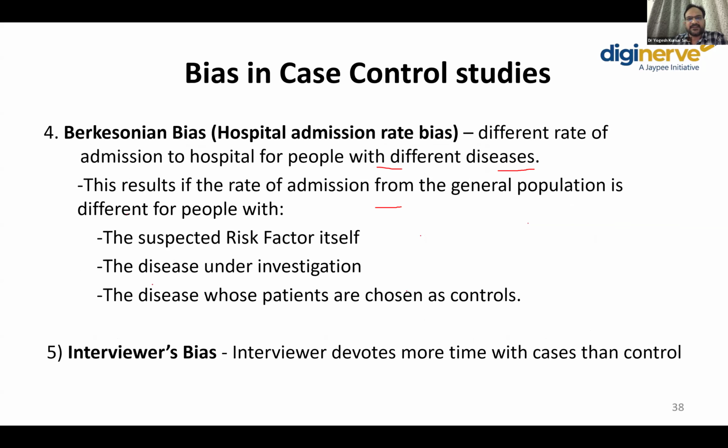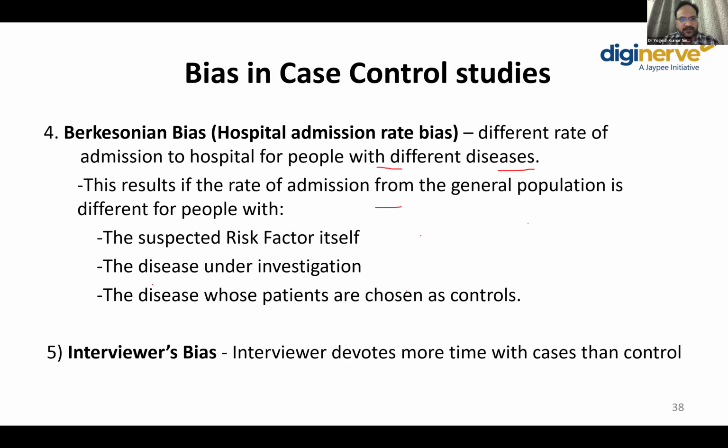Then Berksonian bias. Berksonian bias is important. Many times it has been asked in the exam. It means a different rate of admission to hospital for people with different diseases. It is not possible that every day the same patients of the same disease, with the same frequency, are coming to the hospital. It is called the Berksonian bias.